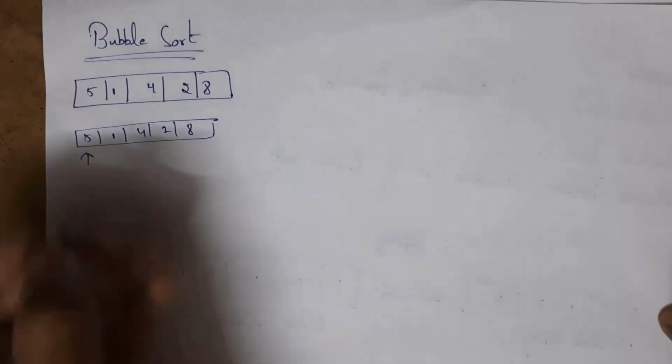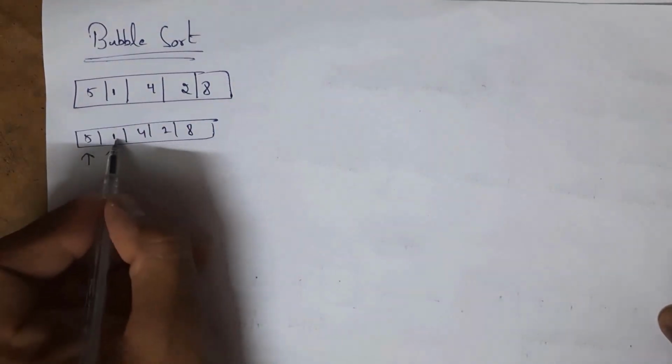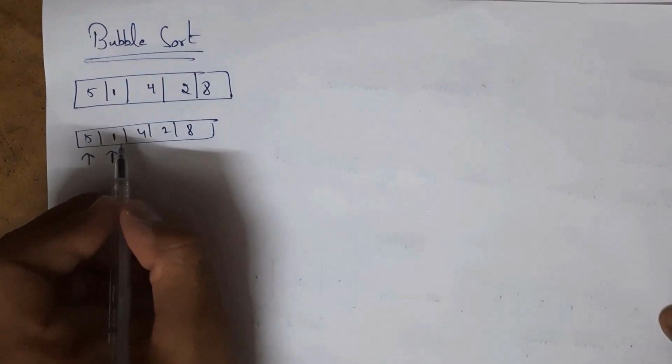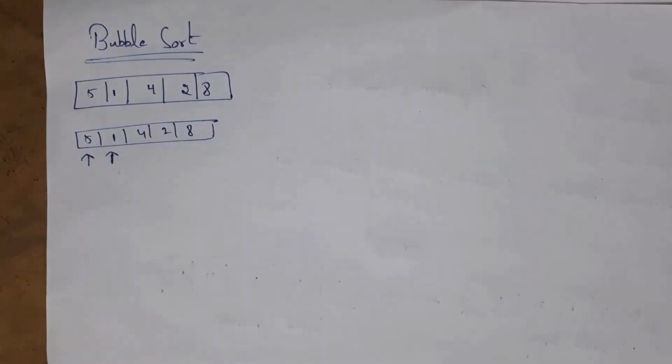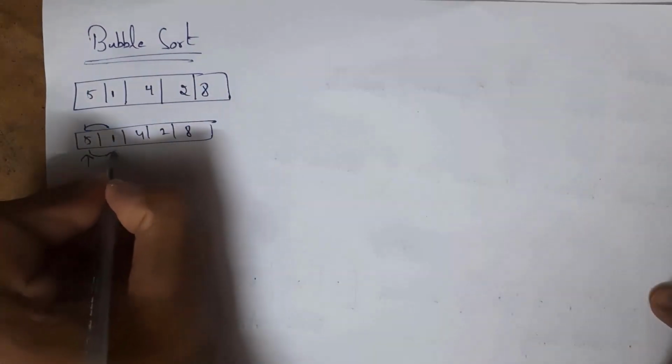First element is 5 and next move cursor to next position. Next element is 1. These both are not in proper order because 1 must be first and after 1 there should be 5. So these both are in wrong order. So swap these adjacent elements. Adjacent element of 5 is 1. So we will swap these both.